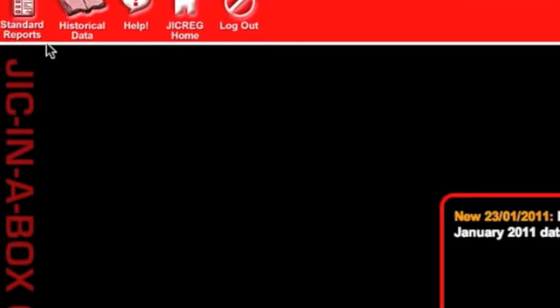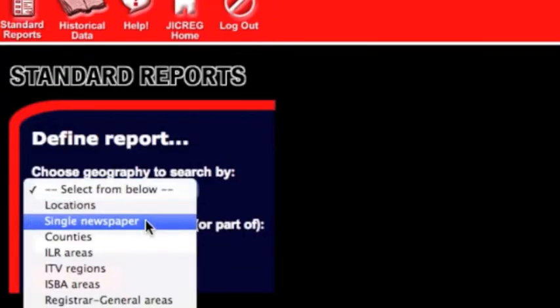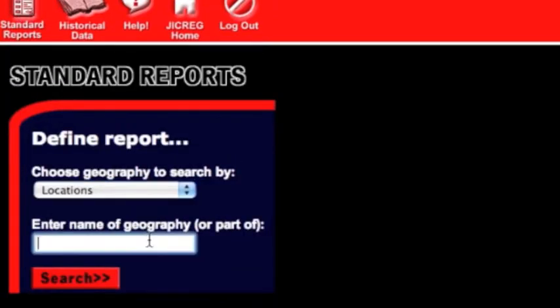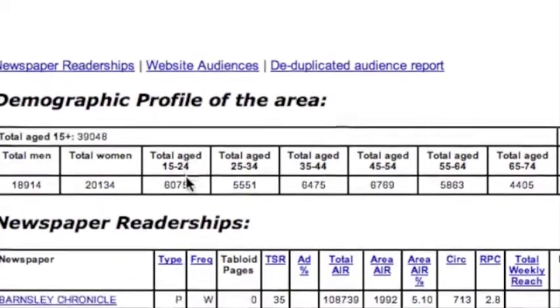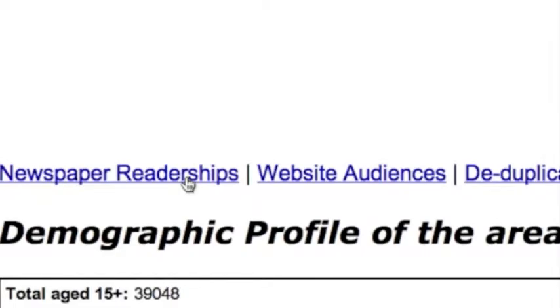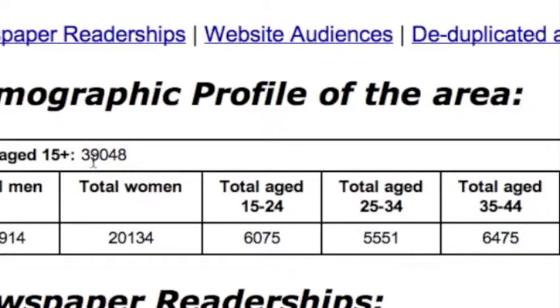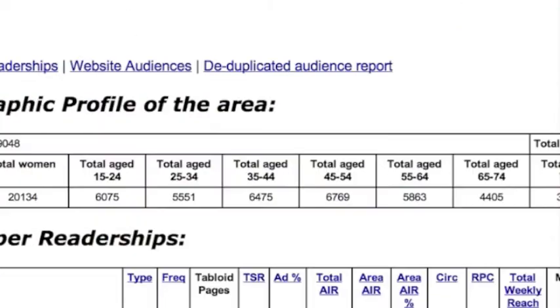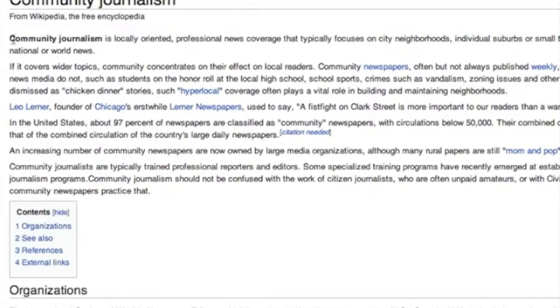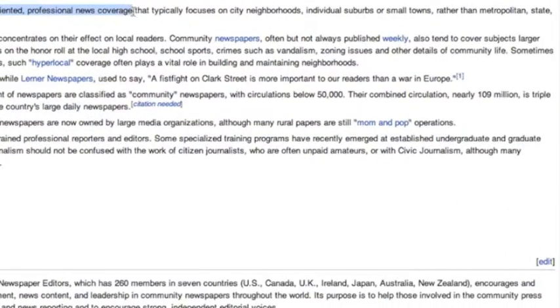Once I had researched these codes and conventions, I had to state what my demographic audience was. After using JICREG, I found that the gender and age I would be representing would be the ages 35 to 45, and mainly females, as these were most likely to read the newspaper in Mexborough. I found that the genre of newspaper which I catered for was community journalism, with local ideologies, and therefore would present a common news mode of address.